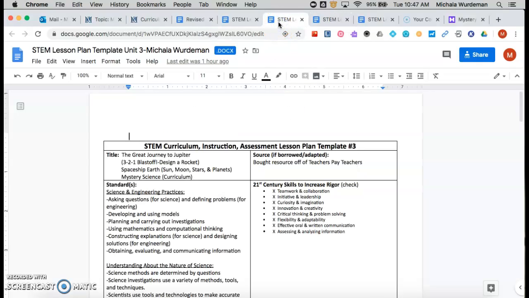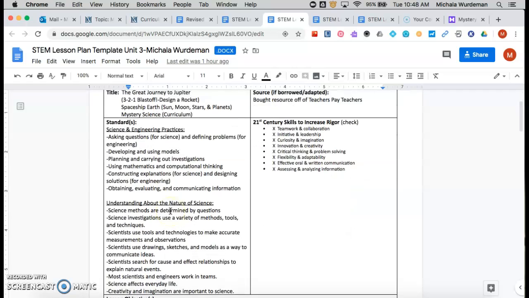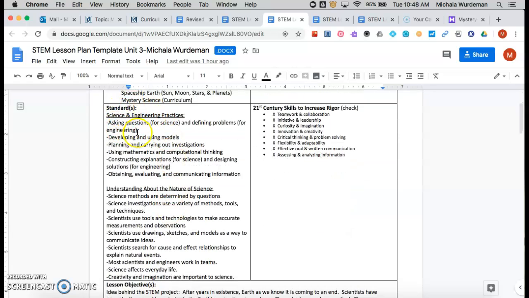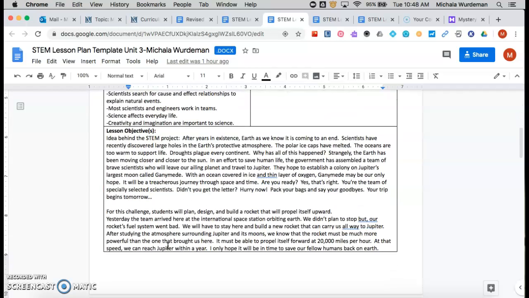For my third one, it was about space. So my third unit is Spaceship Earth, and it's the Great Journey to Jupiter is my project. This one that I downloaded off of Teachers Pay Teachers actually had multiple resources in it. I'm just focusing on that first one, the 3-2-1 blast off, where they're designing a rocket. So once again, the standards, it focused on science and engineering practices, and then understanding about the nature of science.